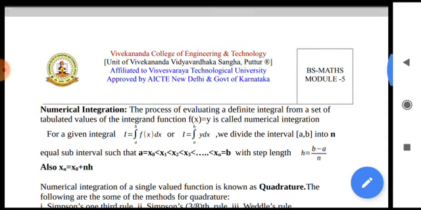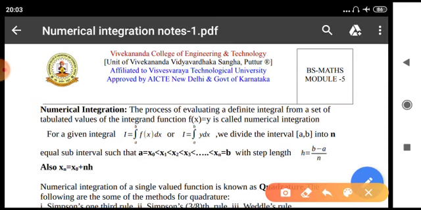For a given integral I equal to integral from a to b f(x) dx, or I equal to integral from a to b y dx, first we divide the interval ab into n equal subintervals such that a equal to x0, which is less than x1, less than x2, less than x3, and it continues till xn, which is b, with step length h equal to (b minus a) by n.